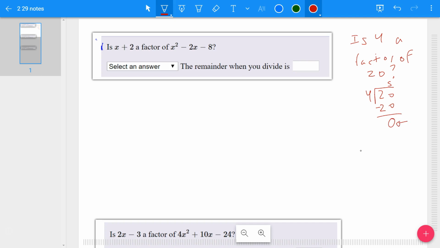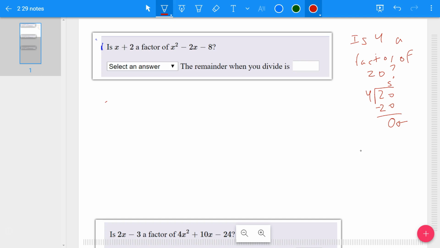This 0 is the remainder. Okay, remember, this is the remainder. So when you do a division and the remainder is 0, that tells you in this case that 4 is a factor of 20. Okay, because the remainder is 0. You apply that same logic exactly to this.